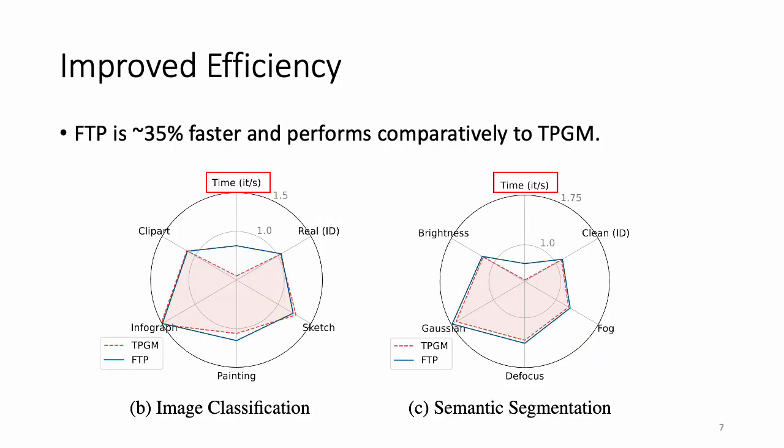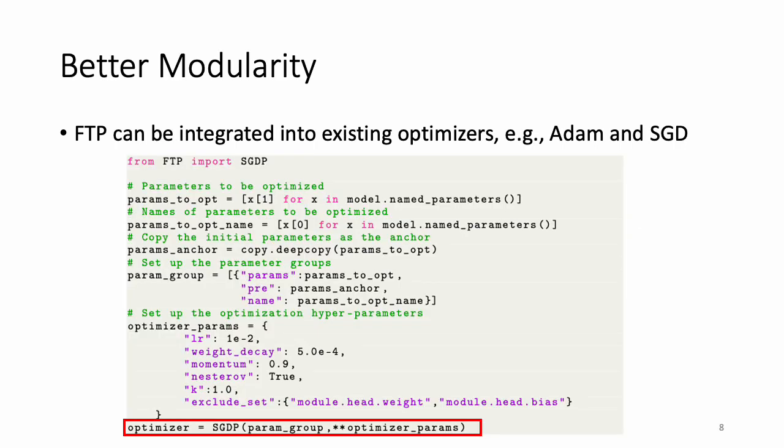Compared to TPGM, FTP is 35% faster and achieves comparable robustness on downstream tasks. FTP achieves this speedup by removing the nested optimization loop in TPGM. Furthermore, FTP can be easily integrated in existing optimizers, such as Adam and SGD, because it removes the requirement for additional data in TPGM. It is also easy to use with no change to the underlying applications.